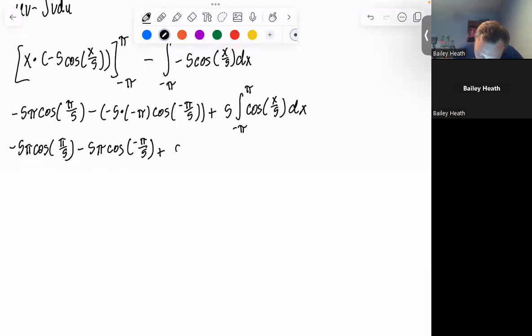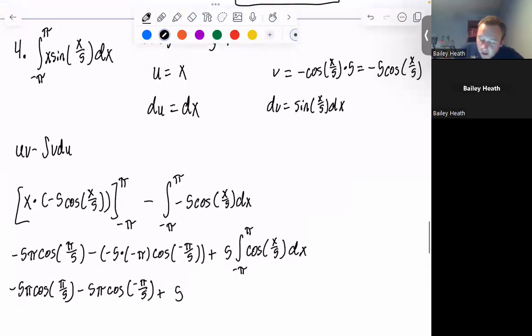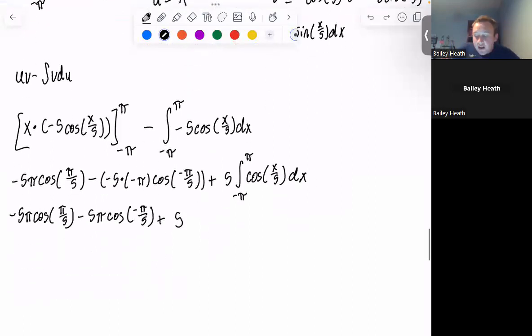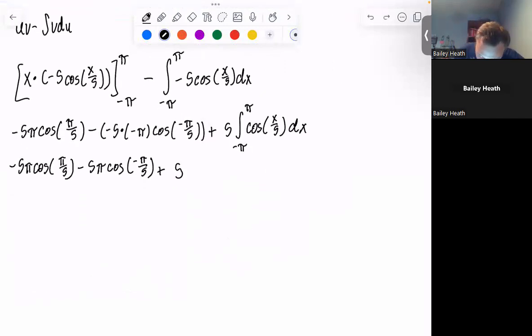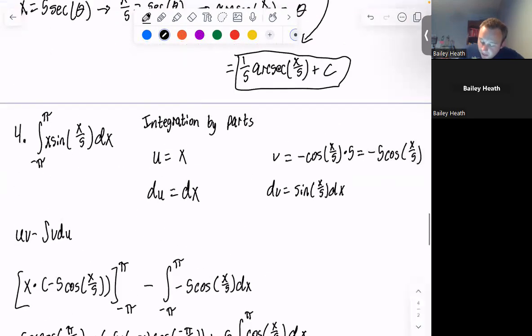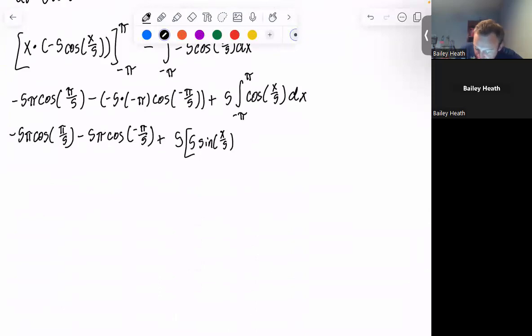Coming over here to our integral. Okay, this is going to go back to what we talked about up here whenever we did the antiderivative of sine of x over 5. The antiderivative of cosine is sine. So 5 times sine of x over 5. But then just like we needed to multiply by 5 up here, we need to do the same thing here. So that becomes 5 sine of x over 5. And we're going to evaluate this as well from minus pi to pi.